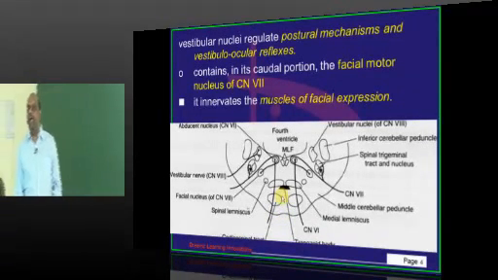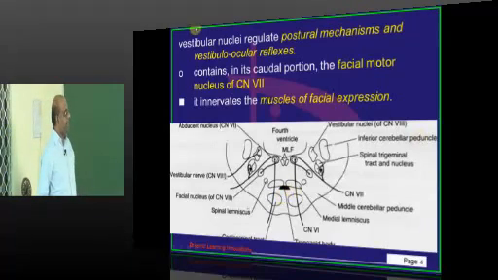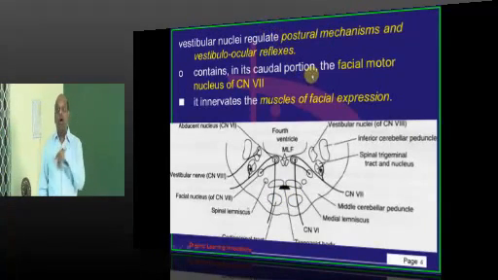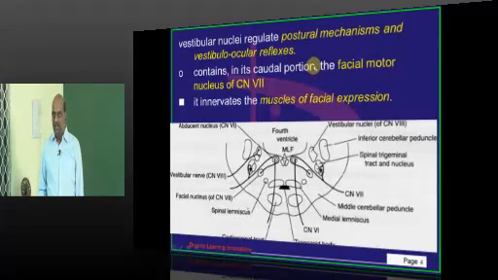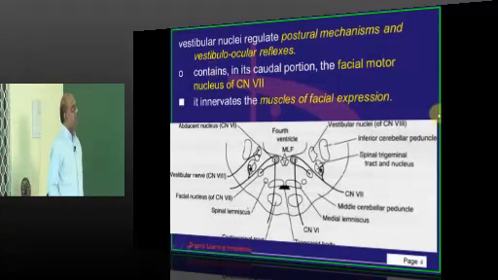Vestibular nuclei are very important because they maintain posture and the vestibulo-ocular reflexes, because vestibular nuclei are connected through the MLF to the ocular nuclei. That's the reason.